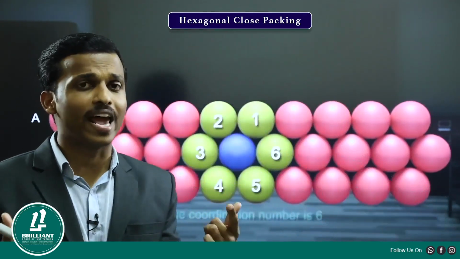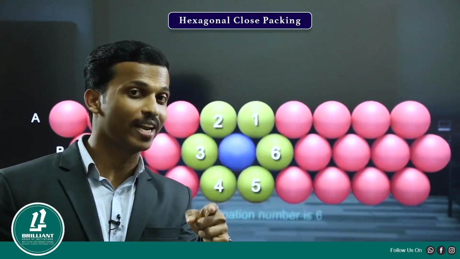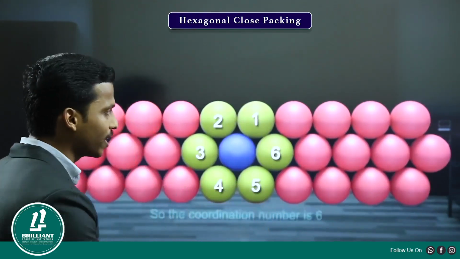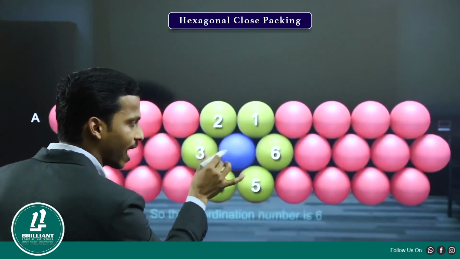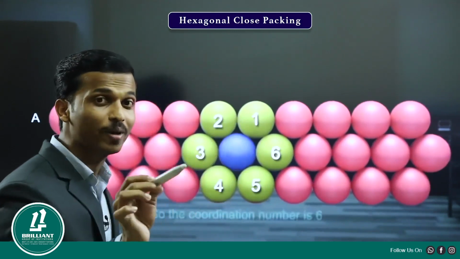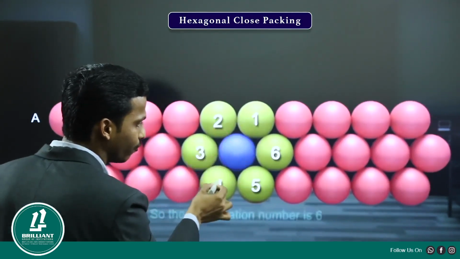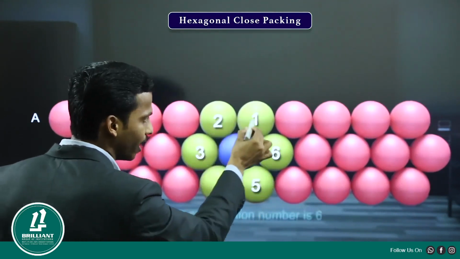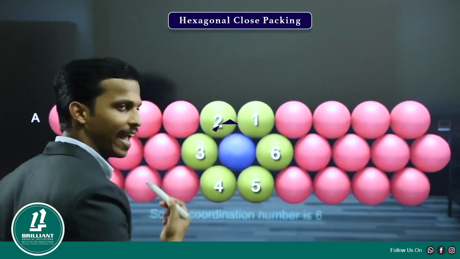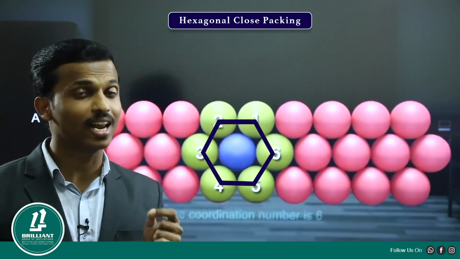Then why is it called hexagonal? Let's see what the coordination number is in this geometry. You can see if you consider any inner atom or inner sphere, it is directly connected with how many spheres? You can see 1, 2, 3, 4, 5, 6. If you connect all together, you will get a hexagon, right? Hexagon. So this is called hexagonal close packing.